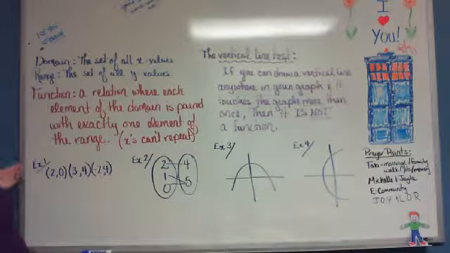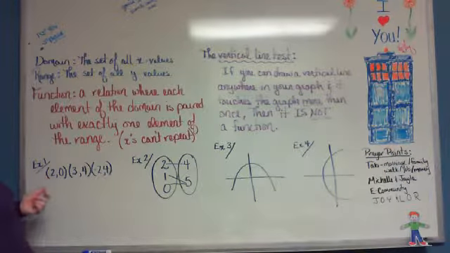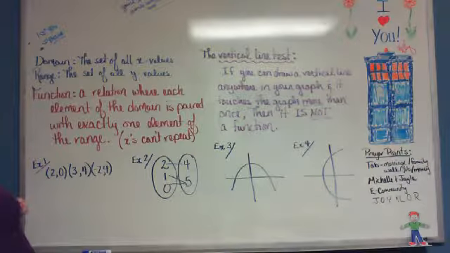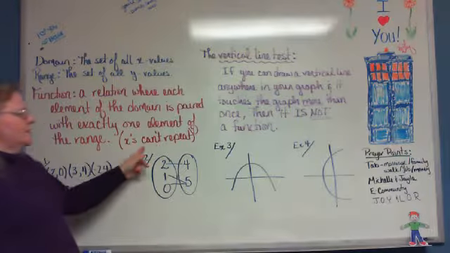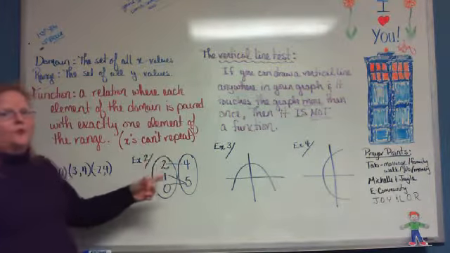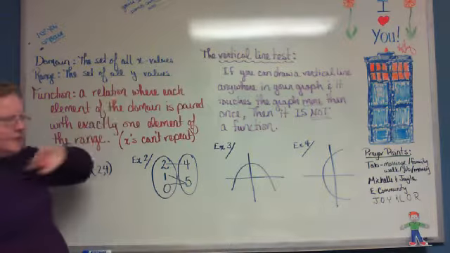A function is a relation where each element in the domain is paired with exactly one element of the range. If it's paired with more than one element of the range, that means it cannot be a function. But as long as it's only paired with one element of the range, we're okay. In other words, you can't have x's repeat. That's the simple way to remember it. Or you can remember all this other stuff.